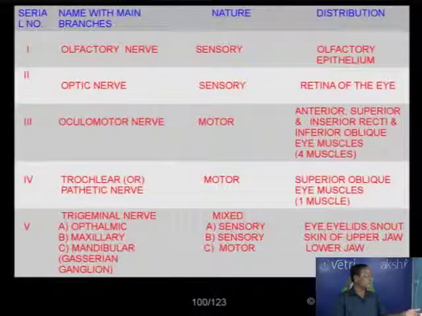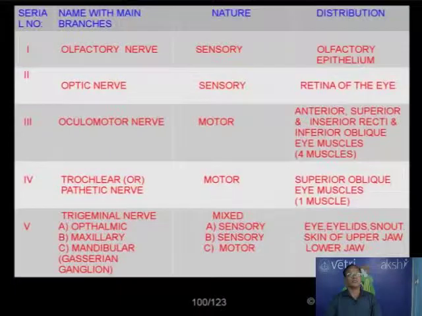The 5th cranial nerve is called trigeminal because it has 3 branches. You see that one: ophthalmic, maxillary and mandibular. And it originates from what is called the ganglion, the Gasserian ganglion. So I mentioned already the first 4 pass from the brain. Now the 5th one is arising from the medulla oblongata. As soon as it leaves the medulla oblongata, it is connected to a ganglion, what is called the Gasserian ganglion.